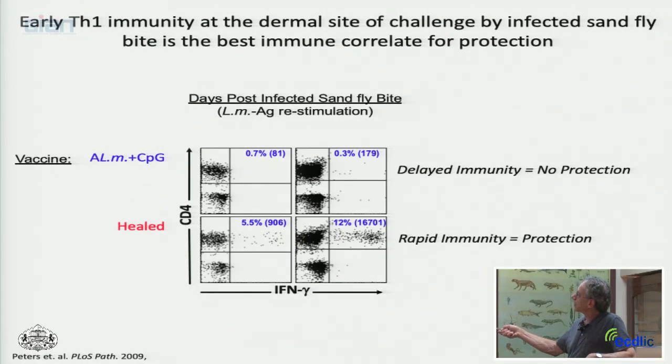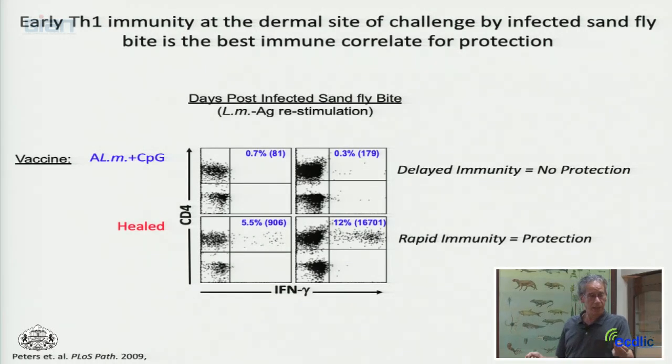In the ears of mice, the CD4 cells secreting gamma that come into the challenge sites at 3 days and at 7 days in mice receiving killed vaccine and in mice that had these healed primary infections. So you don't see anything at 3 days in the vaccinated mice in the challenge site. And again, these are sandfly challenge sites. So, you begin to see a few cells, CD4 cells secreting gamma at 7 days. But that's pretty delayed immunity.